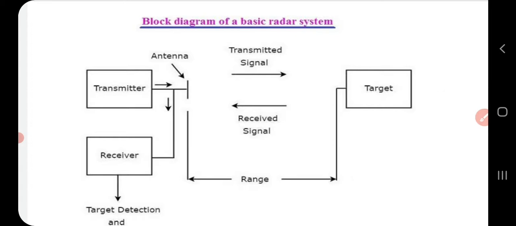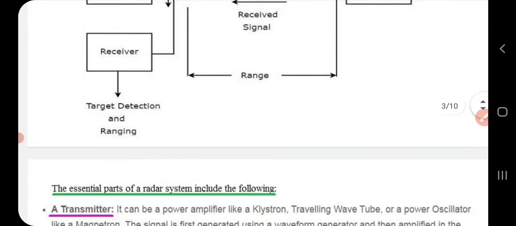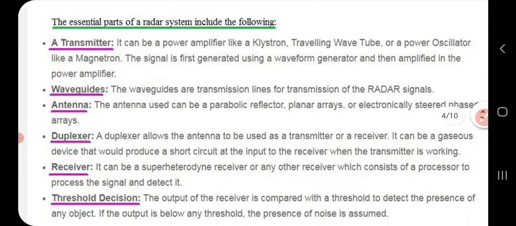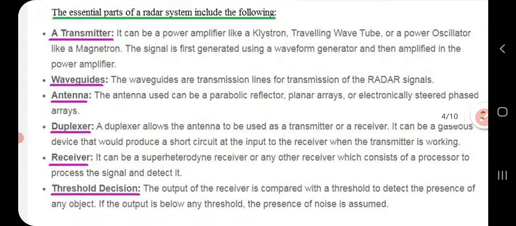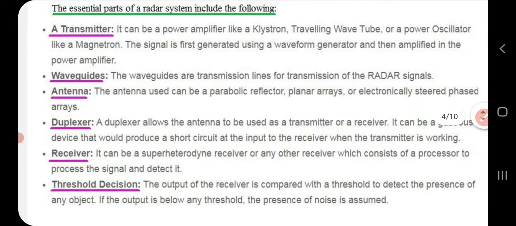That is the same concept: a wave is sent from the transmitter through an antenna. It hits the target. The wave is reflected back from the target. It is received by the antenna at the receiver. It is then collected and processed to get information about the target. Now these are the essential parts of the radar system. All these are explained here. This is very important, that is, the block diagram and its explanation of a basic radar system.